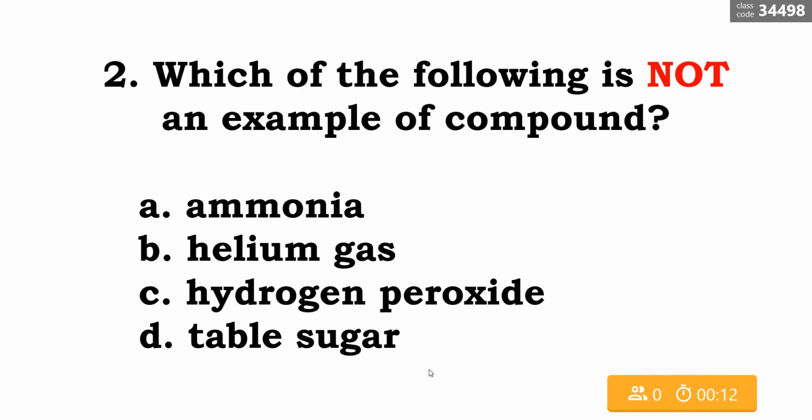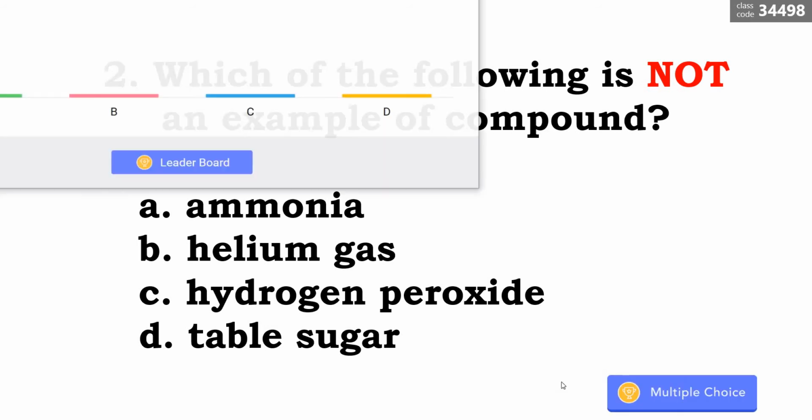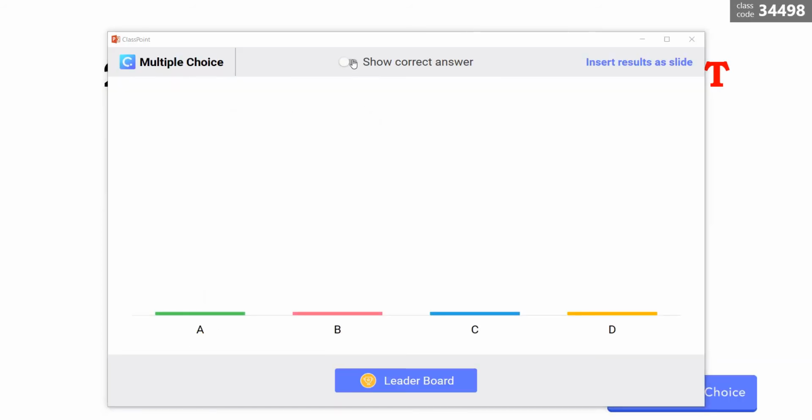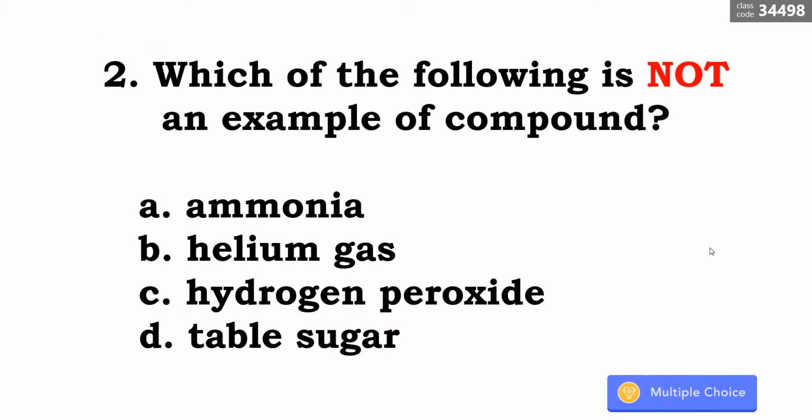Which of the following is not an example of compound? A. Ammonia, helium gas, hydrogen peroxide, or table sugar? Go. Okay, let us see the correct answer. It's letter B. Very good. It is helium gas.